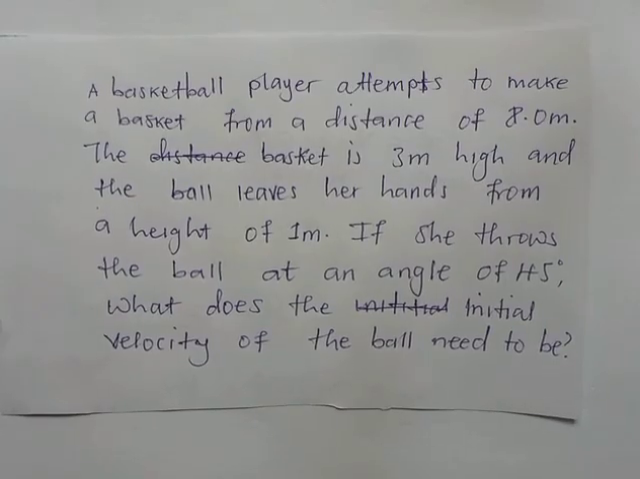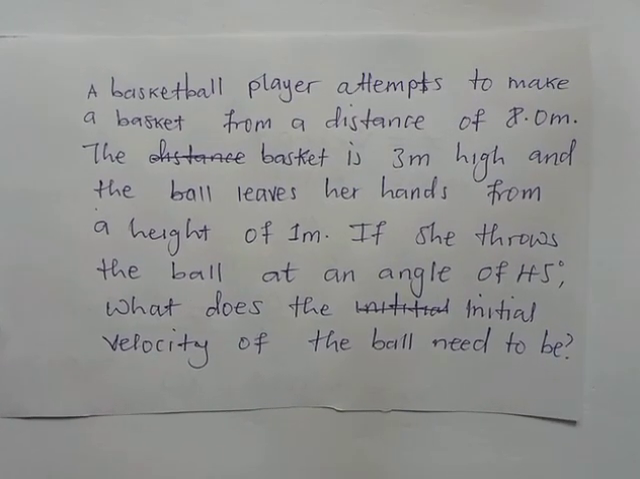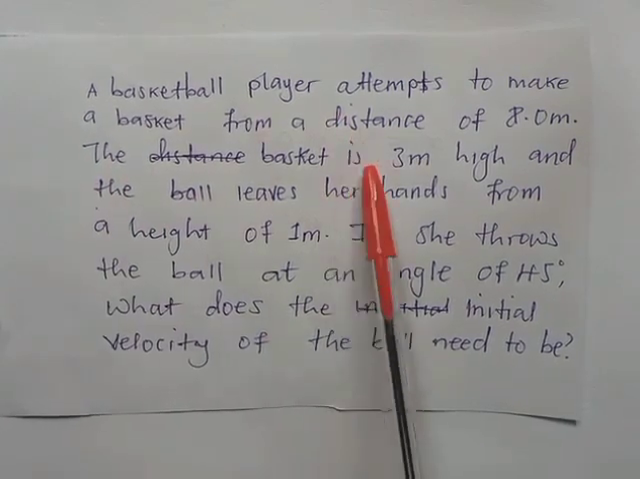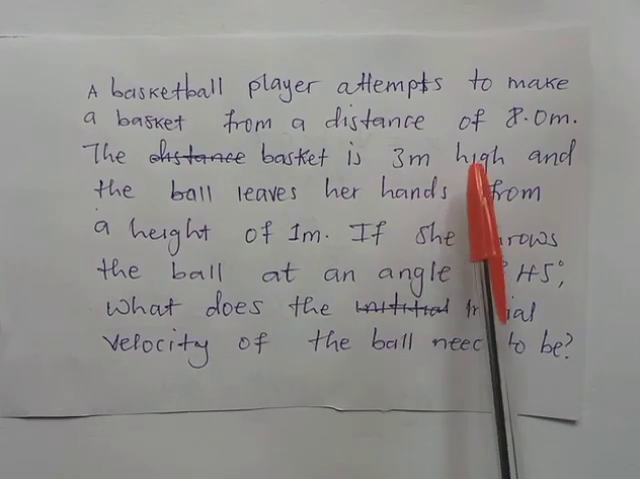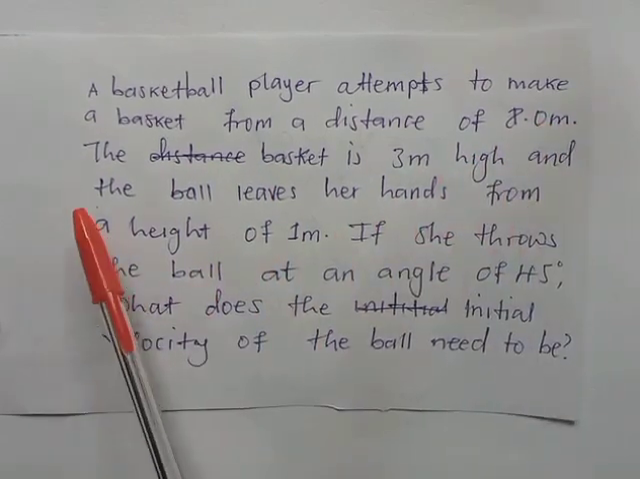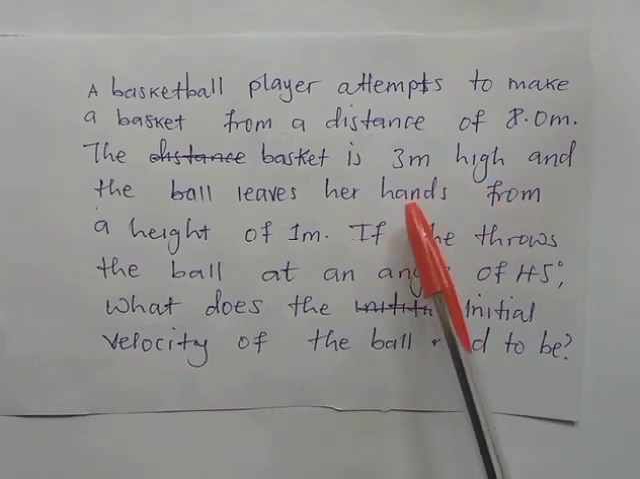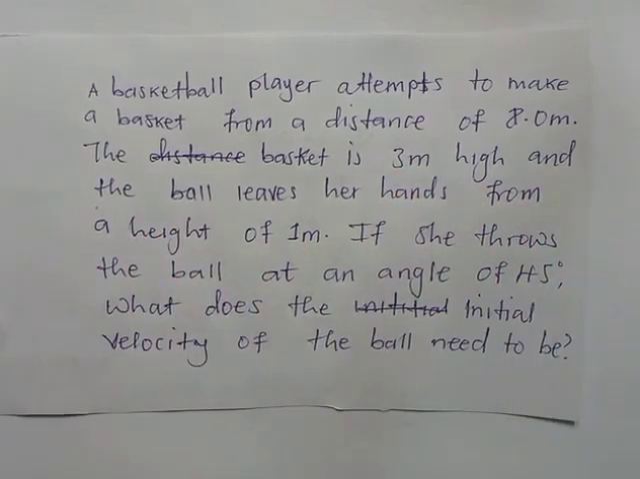Alright, so welcome to projectile motion, where we're going to solve a question based on projectile motion. The question goes like this: a basketball player attempts to make a basket from a distance of 8 meters. The basket is 3 meters high, and the ball leaves her hands from a height of 1 meter. If she throws the ball at an angle of 45 degrees, what does the initial velocity of the ball need to be?